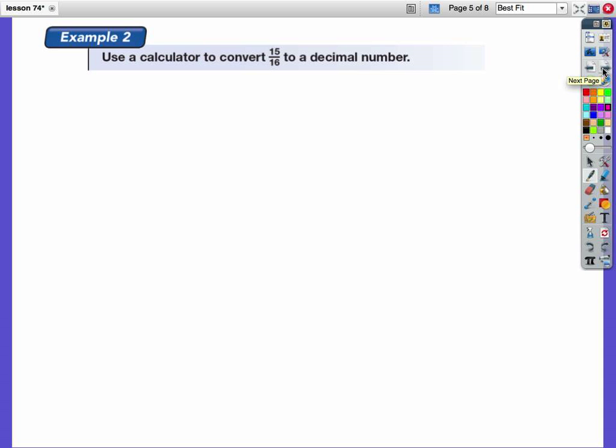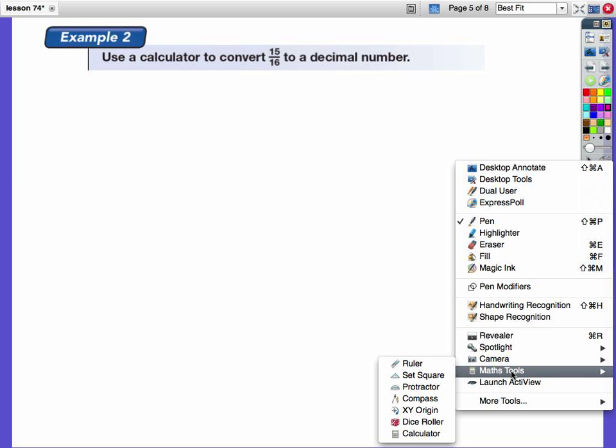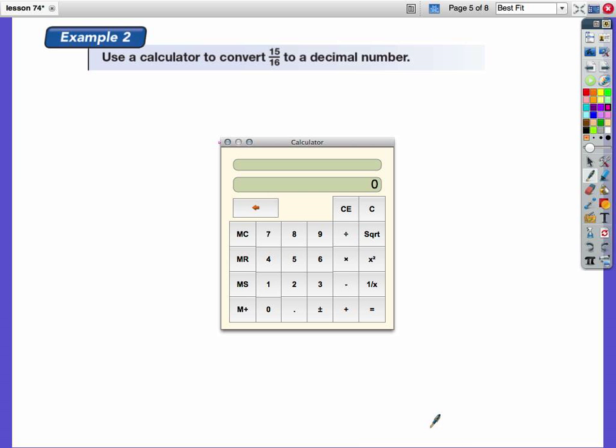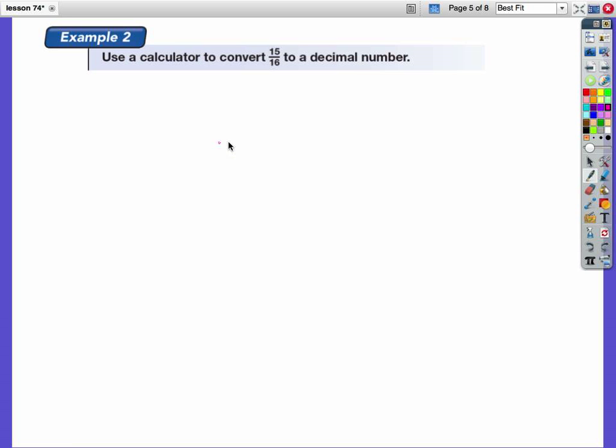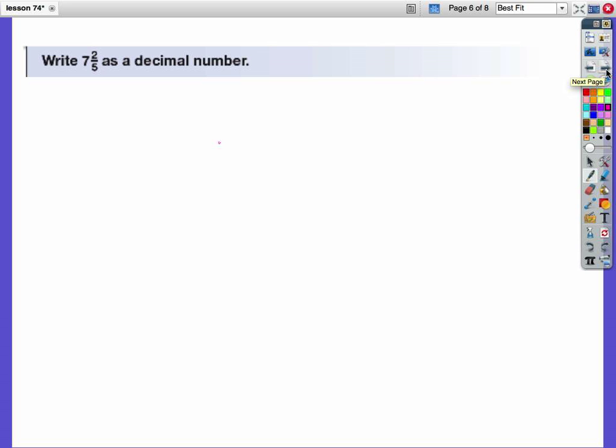Now it says use a calculator to convert 15/16 to a decimal number. So let's find my tools here. Calculator. 15 divided by 16 equals. Okay, so 0.9375. Okay. If we did that division, we'd obviously have to add quite a few zeros to get to this number. Okay. So right, 7 2/5 is a decimal number.